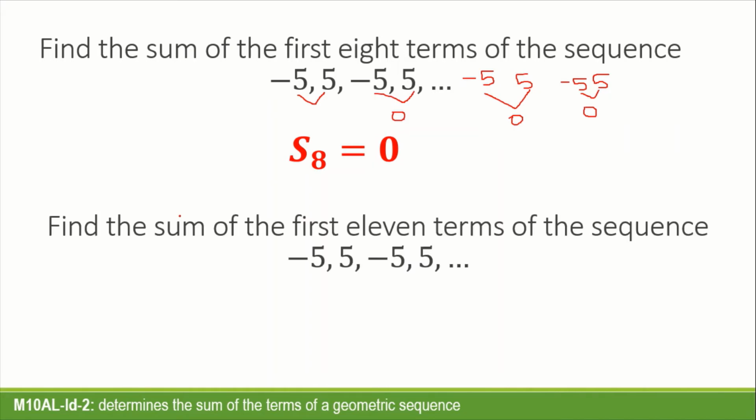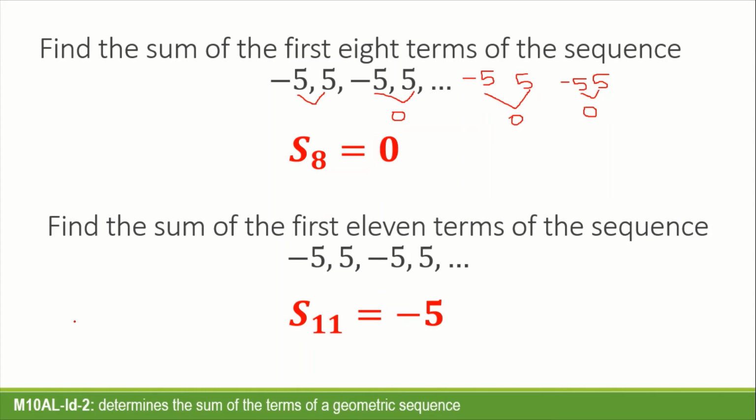So, paano naman kapag odd ang terms? Hindi mo siya pwedeng ipares-pares tulad nito. Find the sum of the first 11 terms of the sequence. So, kung i-imagine ninyo, 11, mapaparis mo yung hanggang 10 na terms, may iwan na isang term. Yun yung ika-11 term. At ang ika-11 term ay kapareho lang ng first term. Therefore, the sum of the first 11 terms is equal to negative 5 or the first term.